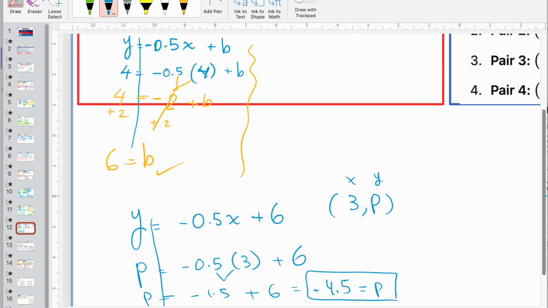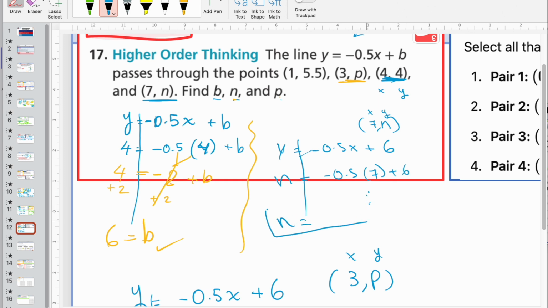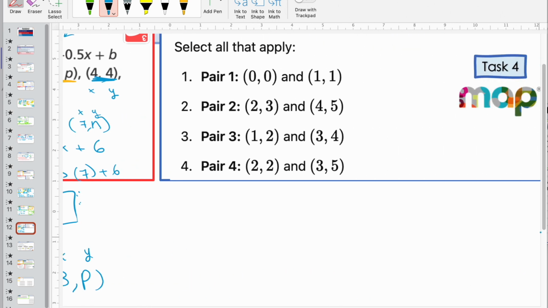Do the same to find n. The same thing, you will find n. Just take the point with n and 7 and substitute. y equals negative 0.5x plus 6. What is x and y? Here we go. x is 7, y is n. Negative 0.5 times 7 plus 6. Solve this. You're going to find n equals something. That's it.